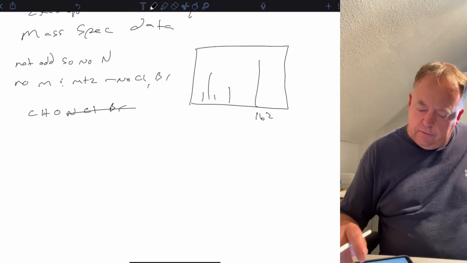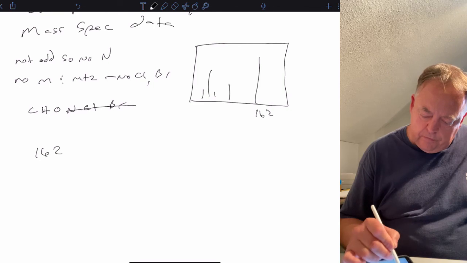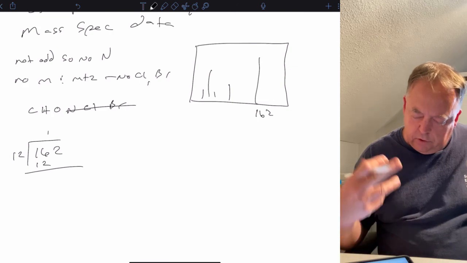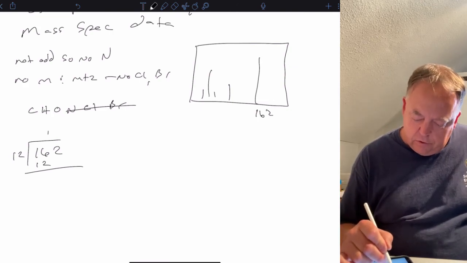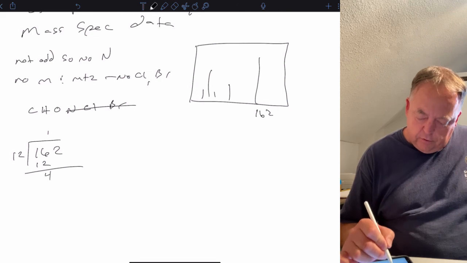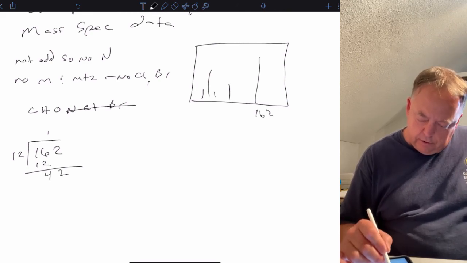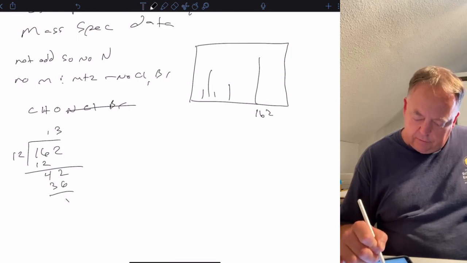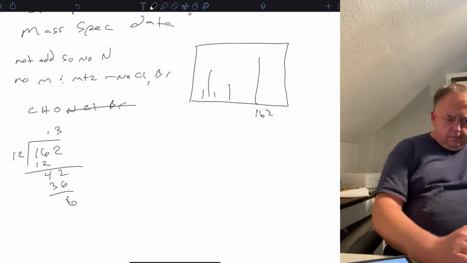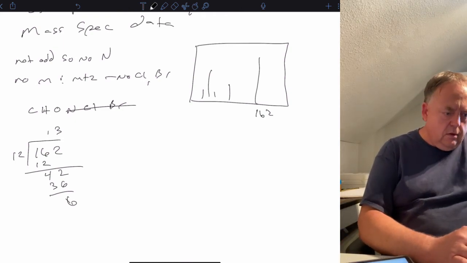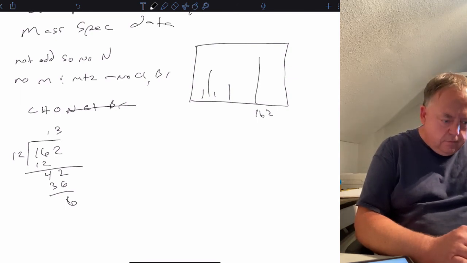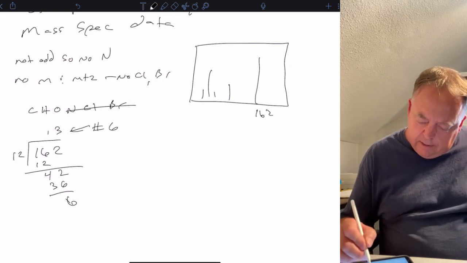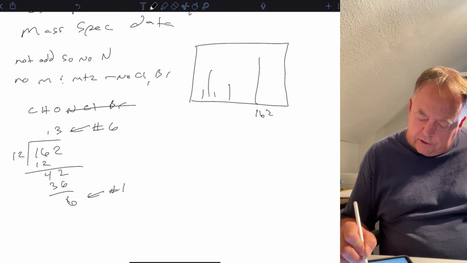Okay, so what can we do with this? We're going to take the 162 and divide it by 12. Why 12? Because that's the mass of carbon. So you have to be able to do long division math. If you remember how to do this, you can't use a calculator. So a remainder of 4, bring the 2 down, so that goes 3 times, 36, if I did my math right, with a remainder of 6. So this is the number of carbons, and the remainder is the number of hydrogens.